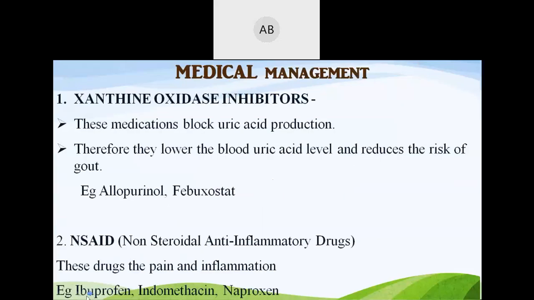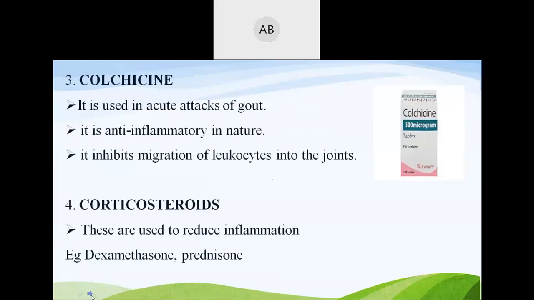Next is medical management or drug therapy. For gout, usually we give xanthine oxidase inhibitors. These drugs reduce the uric acid production and therefore reduce the risk of gout. The drug commonly given here is allopurinol. Next, non-steroidal anti-inflammatory drugs are given because the patient is having joint pain, tenderness and so on. Commonly we give ibuprofen, indomethacin as well as naproxen.